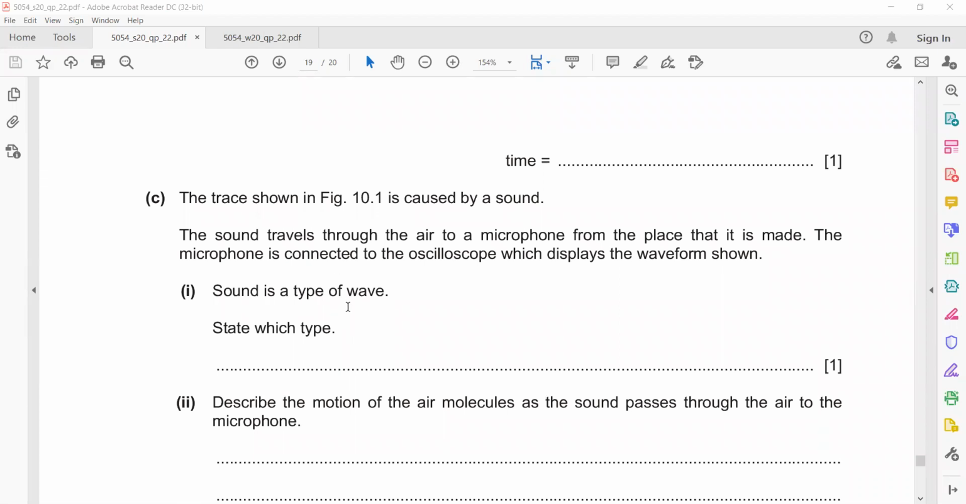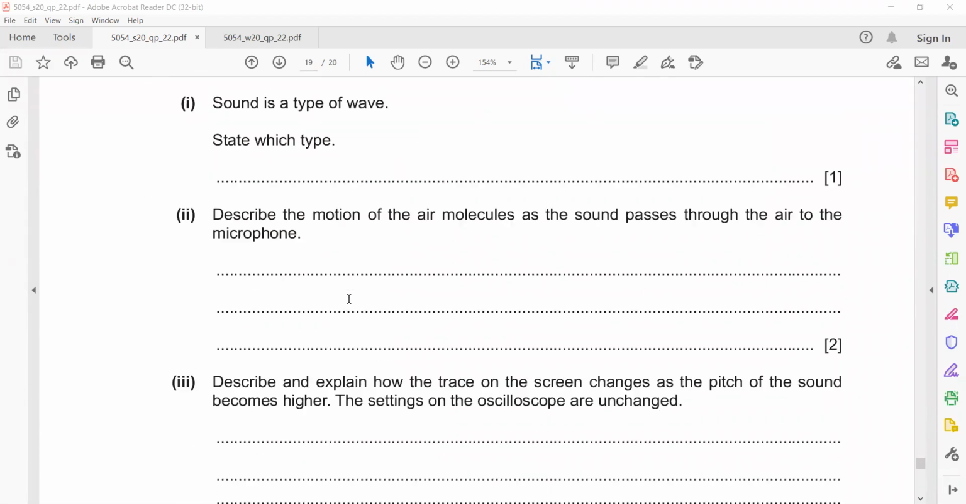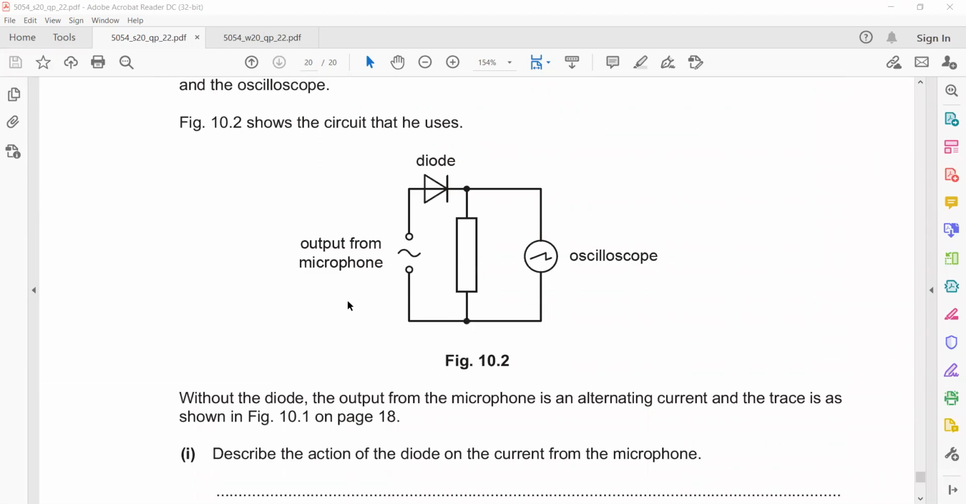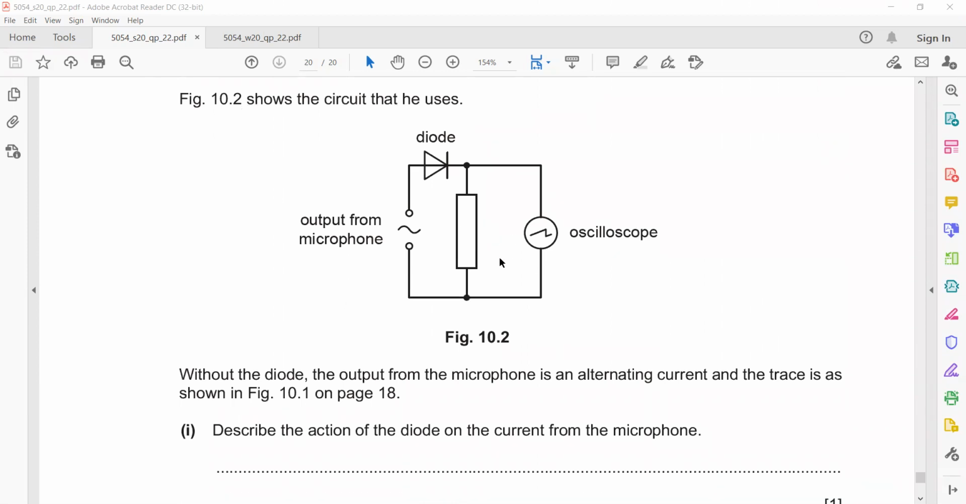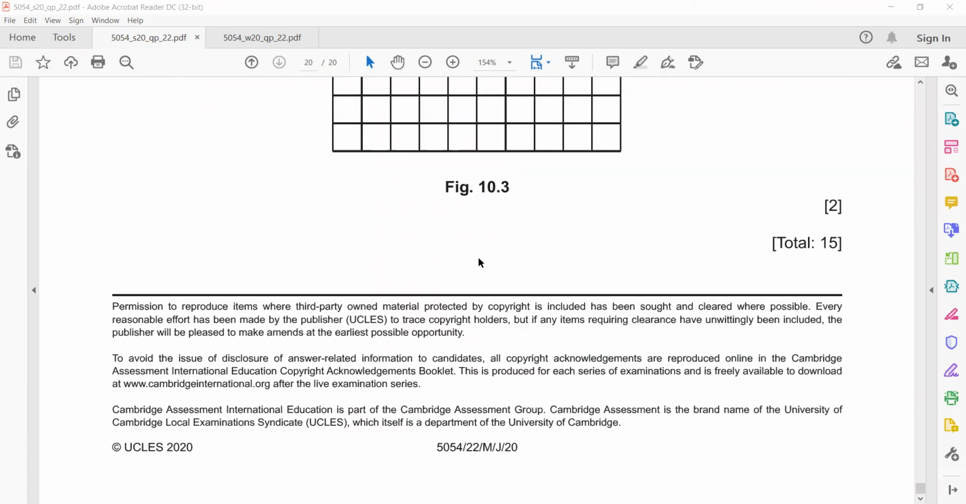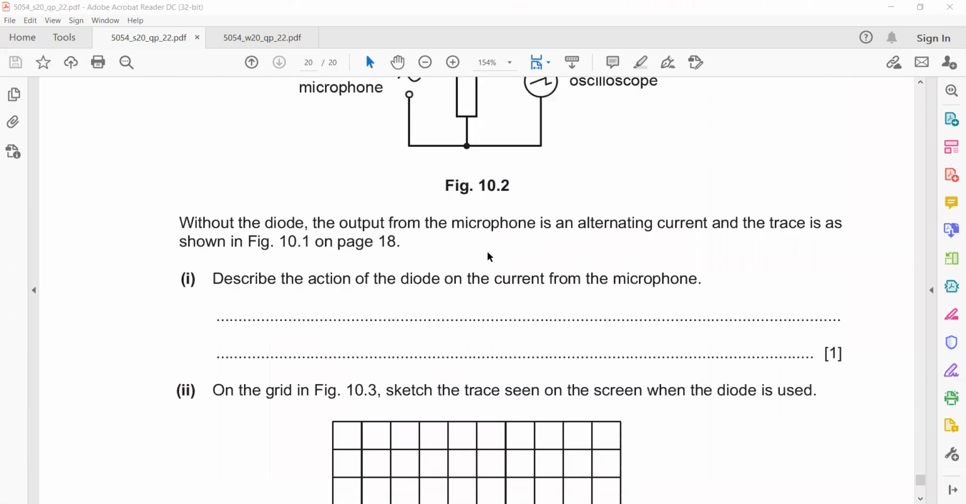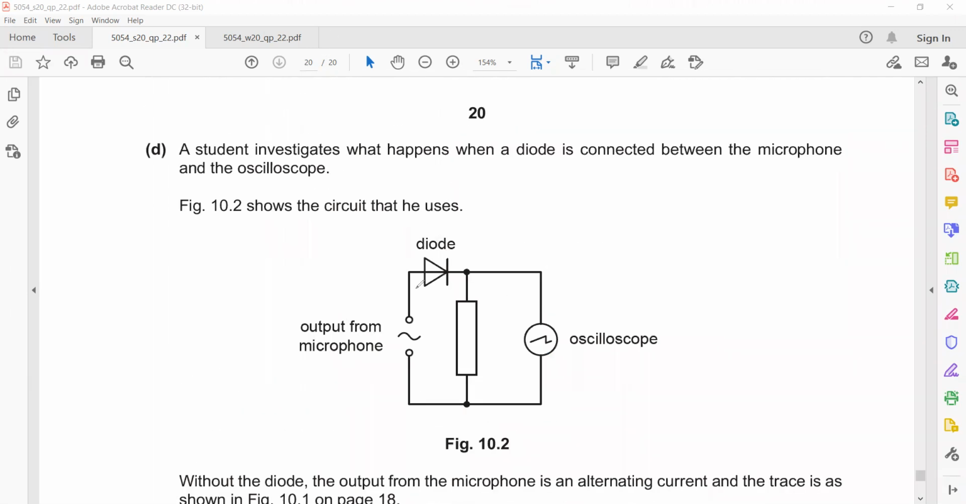Then question 10D part 2. A diode is connected to the oscilloscope. So what will happen? Because the diode and AC supply is there, this is what is coming from the microphone. But what passes through the diode, when positive and negative, the diode will allow that component to pass. But when the terminal changes, the diode will block that current from passing.